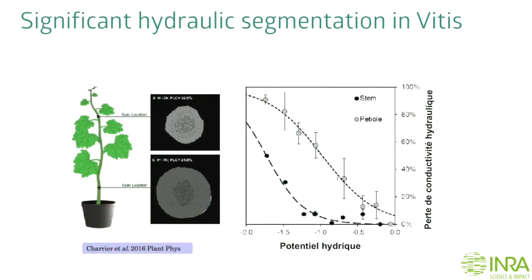The second very important finding, by looking at conductivity during a drying cycle, is that there is a very strong disconnect between the stem and the petiole. You can see at minus 10 bar here that at the petiole level we are around 30% loss of conductivity while there is still nothing at the stem, which means that there is a disconnect between the stem and the shoot. This is called hydraulic segmentation, and it's a feature of the vine.